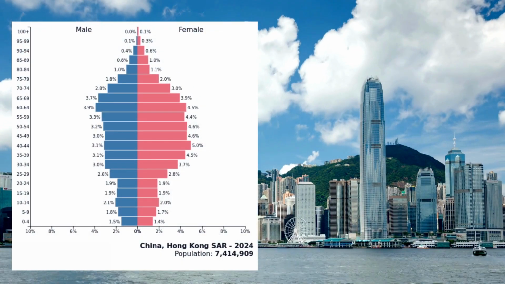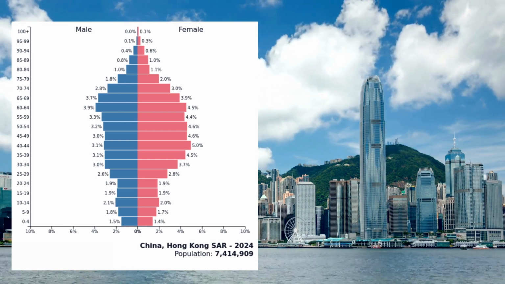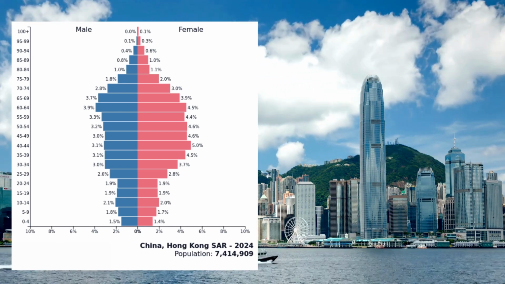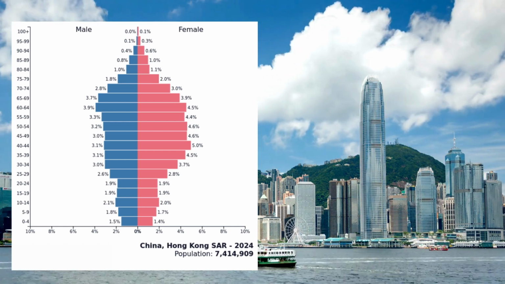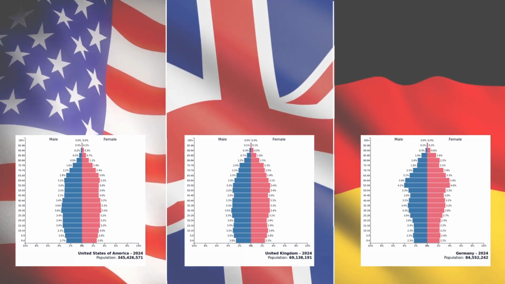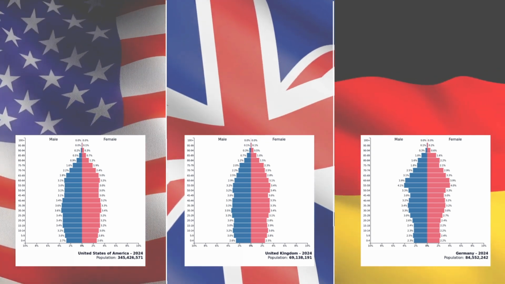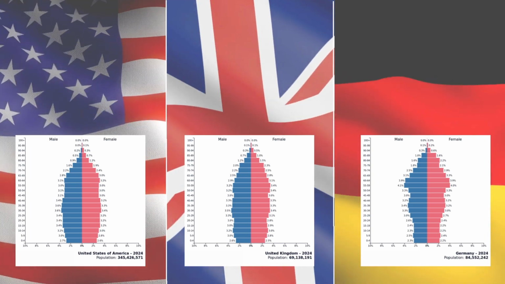This one belongs to Hong Kong and shows that there are many more women living there. This is because in the last decade there has been a large influx of female immigrant workers, typically for domestic help and cleaning services. These are the graphs of large and developed countries such as the USA, Great Britain and Germany. And they look pretty similar, with all the common traits that these developed countries have.